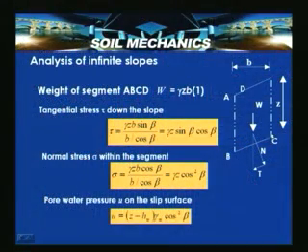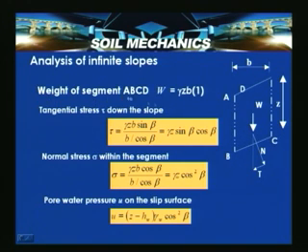Having discussed this, now let us consider this block ABCD. Z is the depth and B is the horizontal distance, and beta is the inclination of the line BC with the horizontal. The tangential stress tau down the slope and normal stress sigma within the segment we ultimately determine, but let us first look at how the weight of the block can be determined.